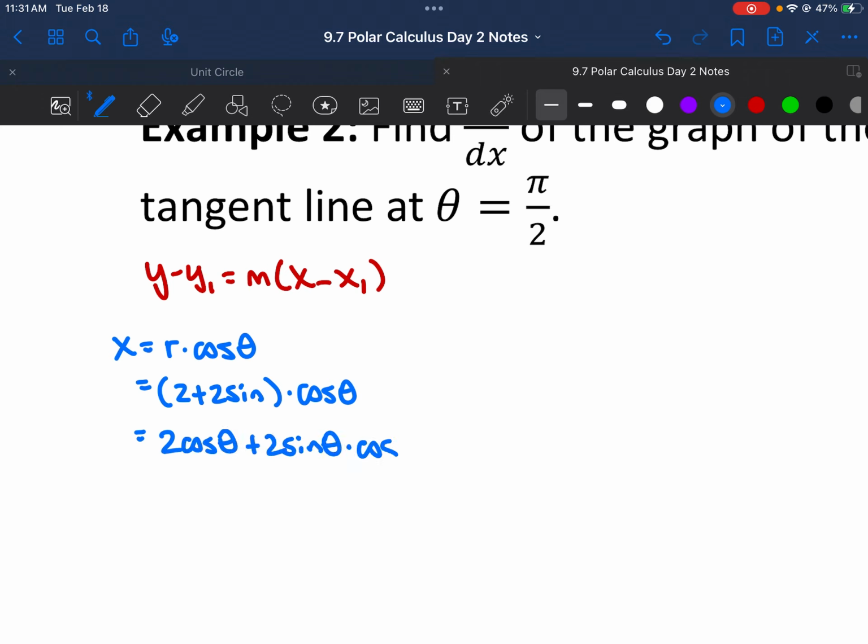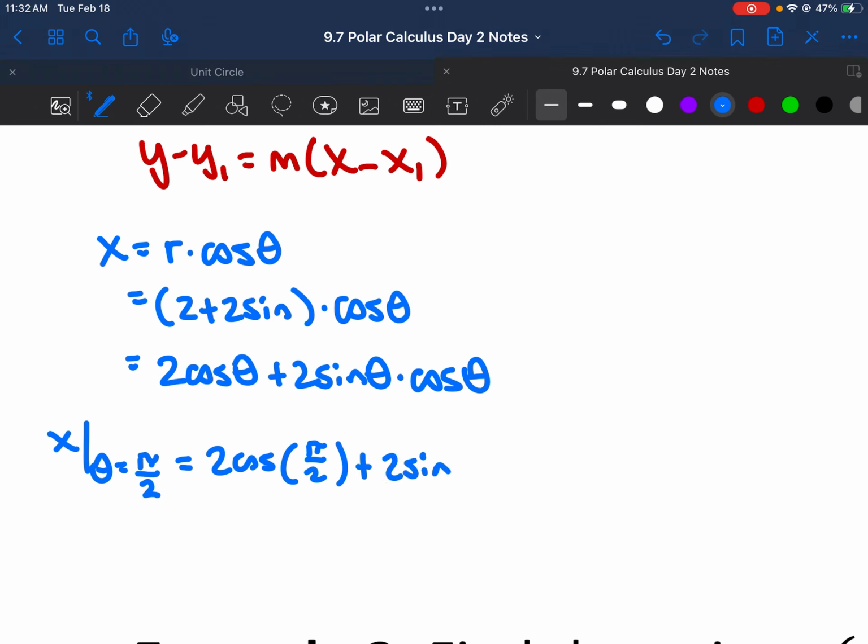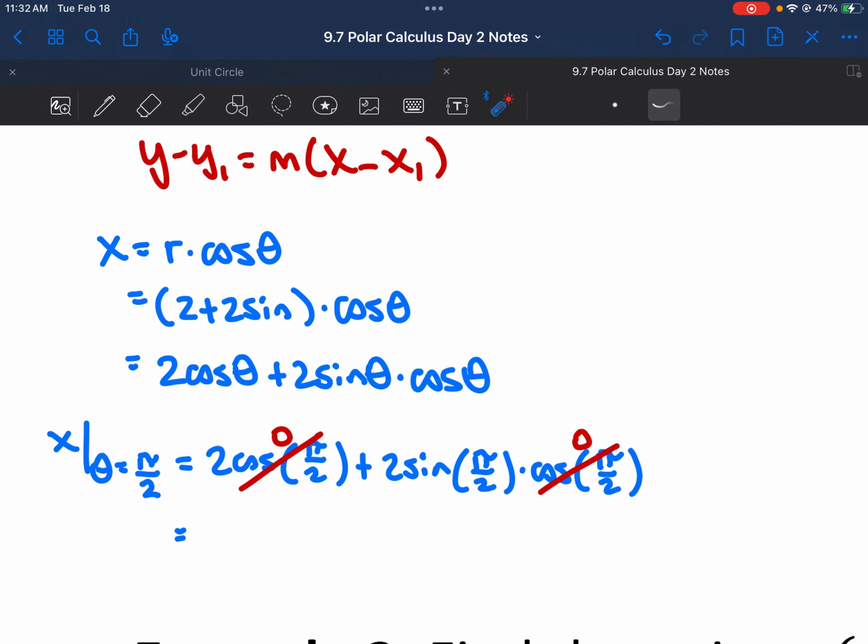Okay, and let's go ahead and find x when theta equals pi over 2. So when theta equals pi over 2, we have 2 cosine pi over 2 plus 2 sine pi over 2 times cosine pi over 2. Well, the cosine of pi over 2 is 0. So that's 0, that's 0. 0 times this is going to make the whole thing 0. So when theta equals pi over 2, x is going to equal 0.